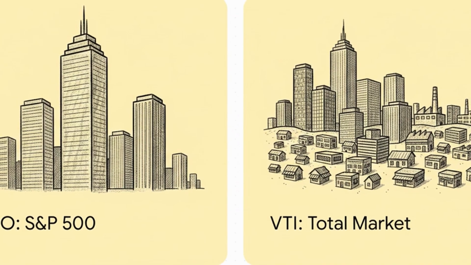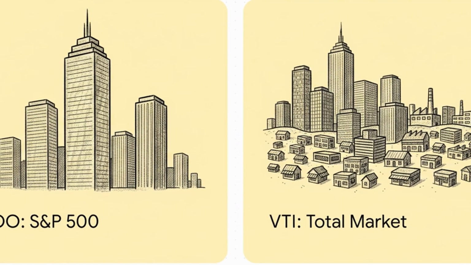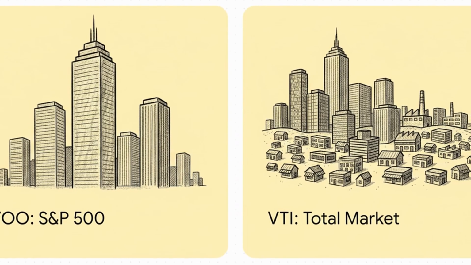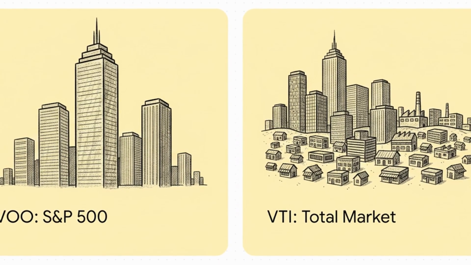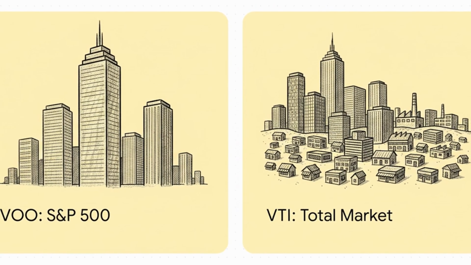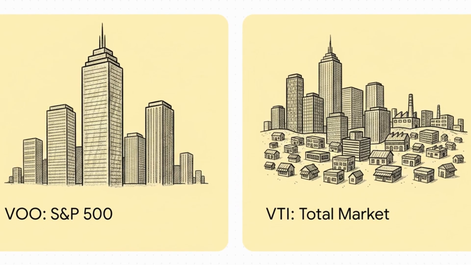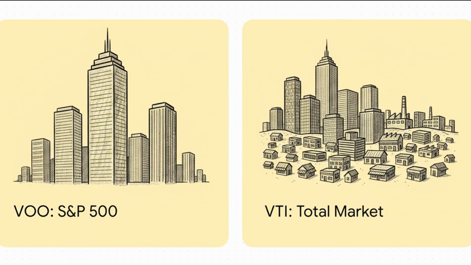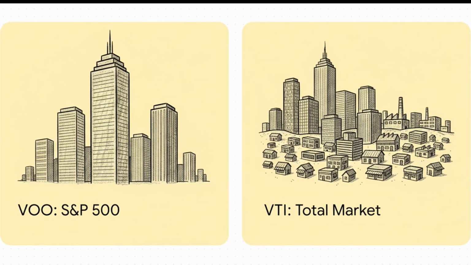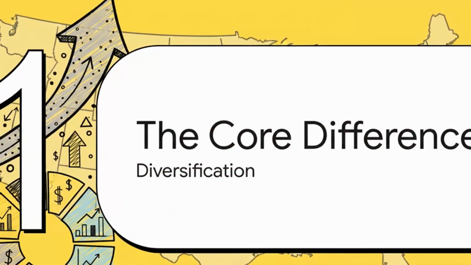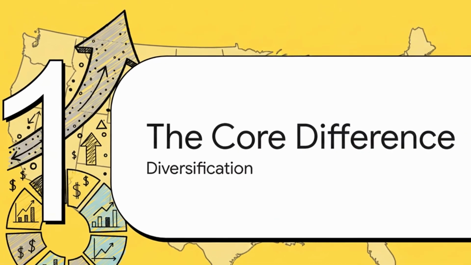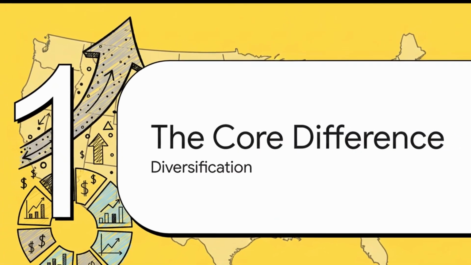Okay, so here's the bottom line, right off the bat. VOO on the left, that tracks the S&P 500. It's basically just the 500 biggest, most powerful companies in the US. Now, VTI on the right, that tracks the entire US market. We're talking over 4,000 companies, from the giants all the way down to the little guys. So that's the main difference, diversification. But what does that actually look like? To really get it, let's try to visualize the whole US stock market.